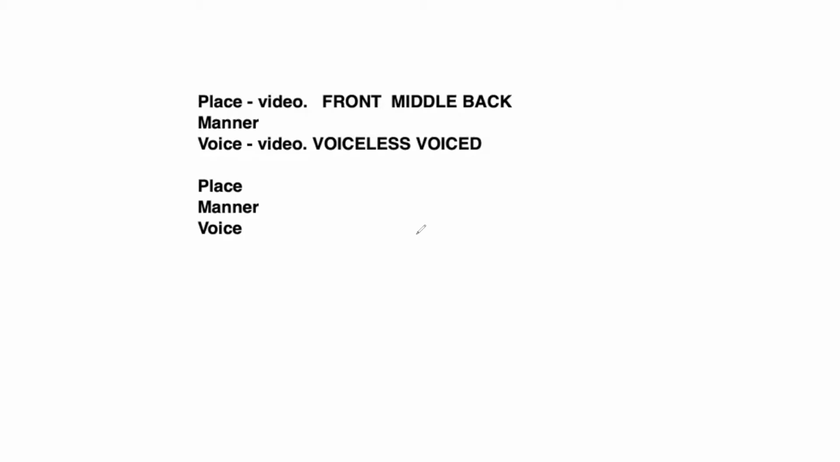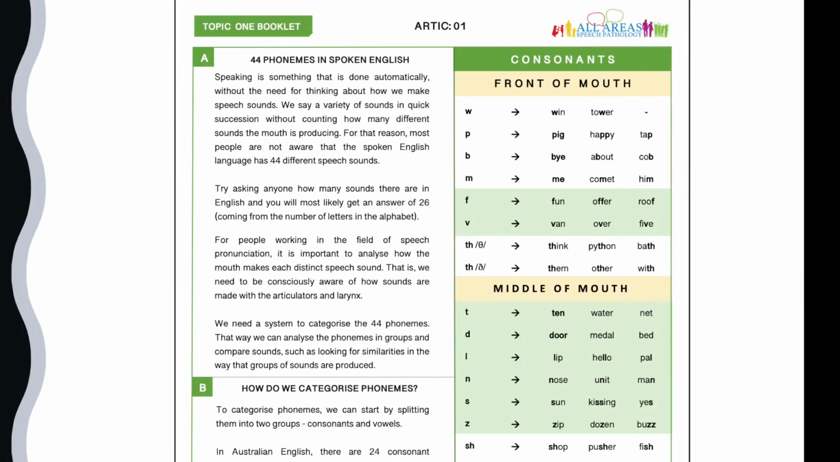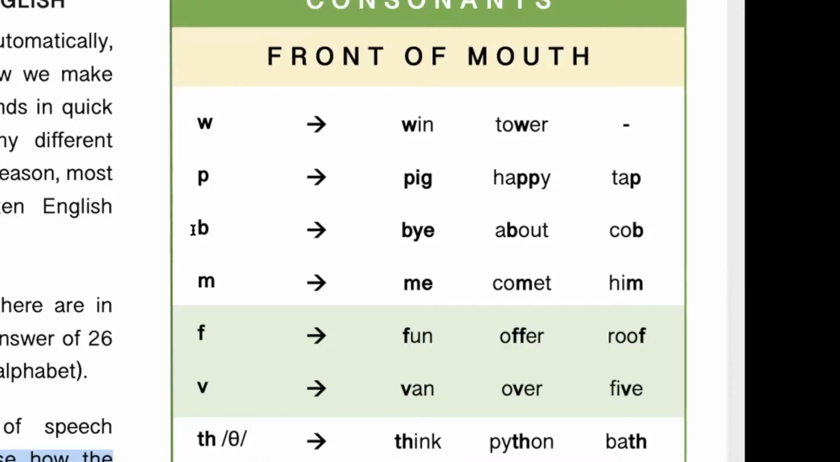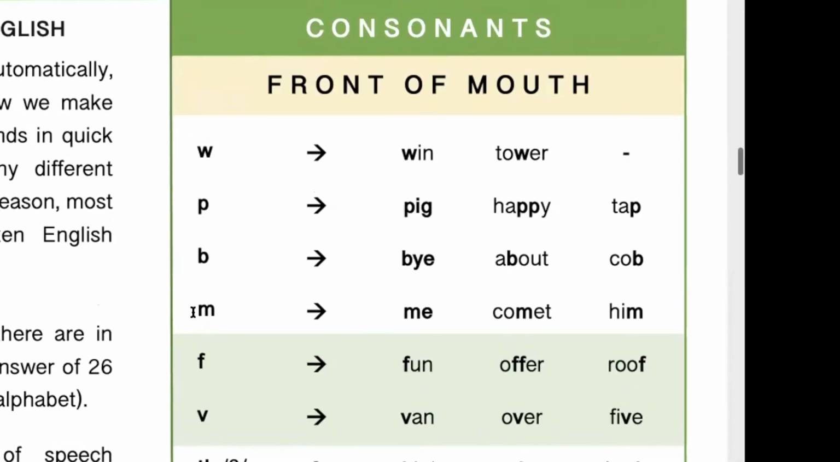We're going to go back to the handout and we're just going to consolidate our concept of place, and we're going to consolidate our understanding of voice, and then we're going to go into more depth for manner. So here we are again on page 2 of the topic booklet. So let's have a look at our front of mouth sounds. We're looking at the place. If you remember from the video, we went through these categories. We had w, p, b, and m, and they were our front sounds made with both the lips.